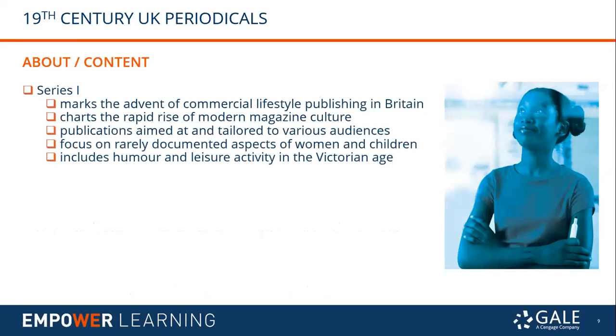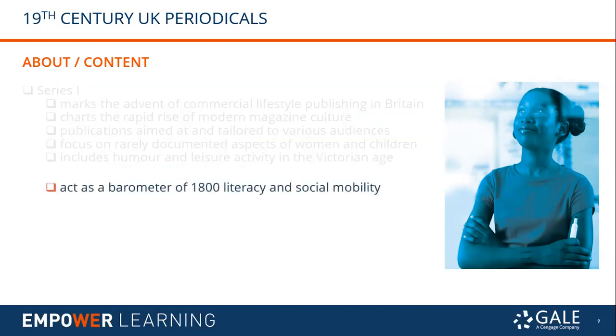Part 1, as I said, looks at events and values and themes of the British Empire. So we're looking at marking the beginning of commercial lifestyle publishing. We're looking at the rise of the modern magazine culture. This is published, aimed and tailored to a variety of different audiences, but with a particular focus on rarely documented aspects of women and children. But it also looks at humor and leisure activity in the Victorian age. They didn't have all of the opportunities for leisure activity, so it's quite interesting to see how they entertained themselves, and you can see quite a lot of that documented in this archive.